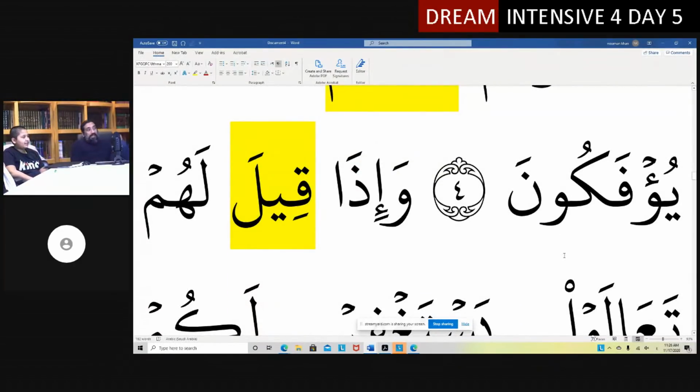Qila, sorry, the huwa version. The huwa version is passive. Remember, Quwila became Qila. Qala means he said. Qila means it was said.